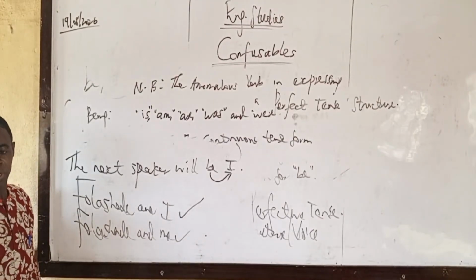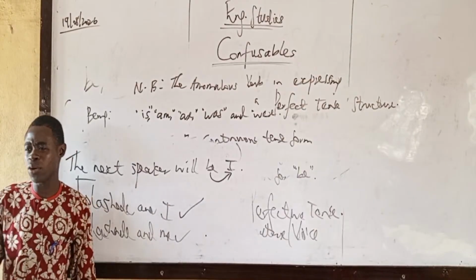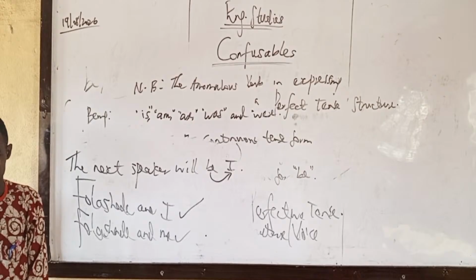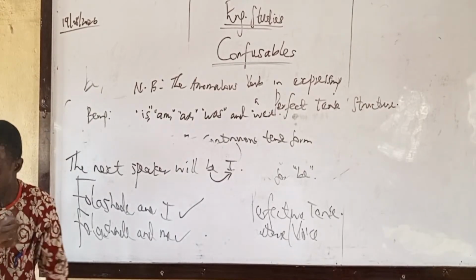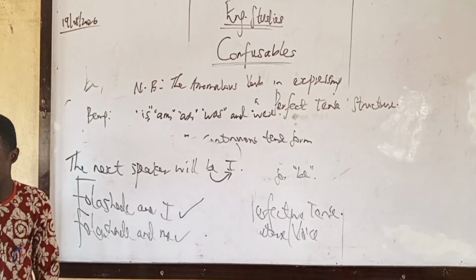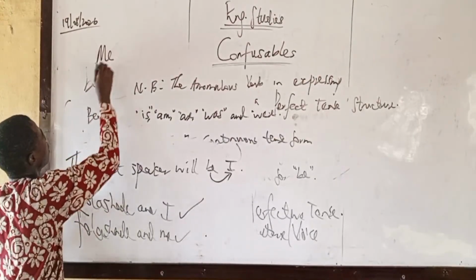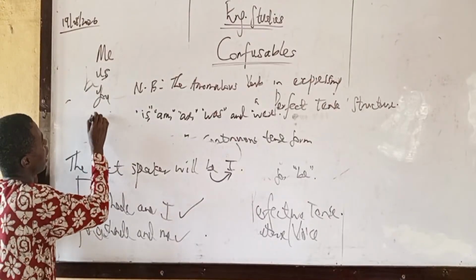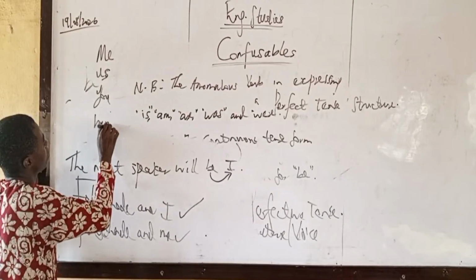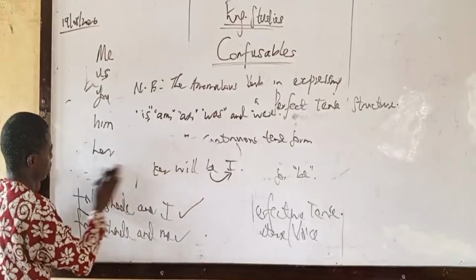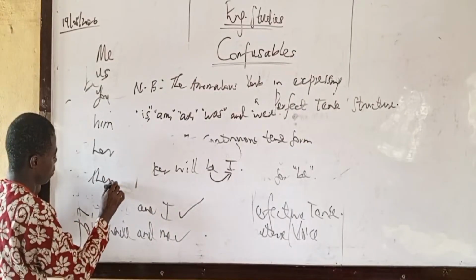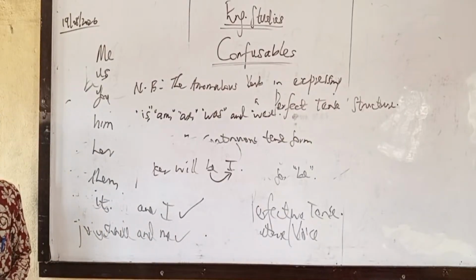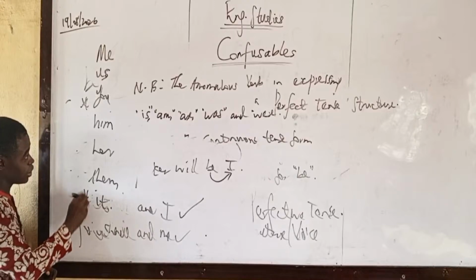I'll give you a good example. Please, regardless of the situation, an objective pronoun cannot begin a sentence. There are just seven. What are they? We have me, us, you, her, them, and it. You're shocked, right? Oh, we use it, right?